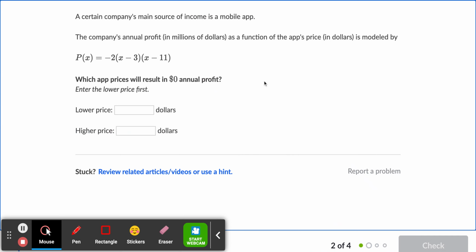Okay, we have a company with the main source of income. Here's the profit function. Okay, so it looks like they are selling an app, right? The app's price versus how much their profit is. So it's represented by a quadratic function. We're in factored form. Let's see which app prices will result in a $0 annual profit.